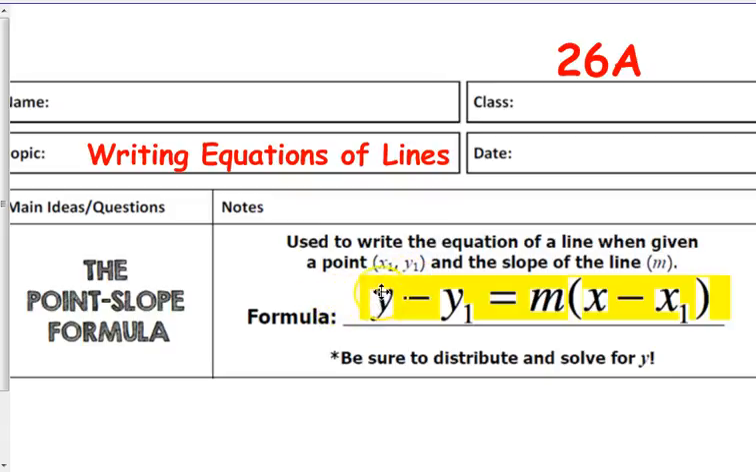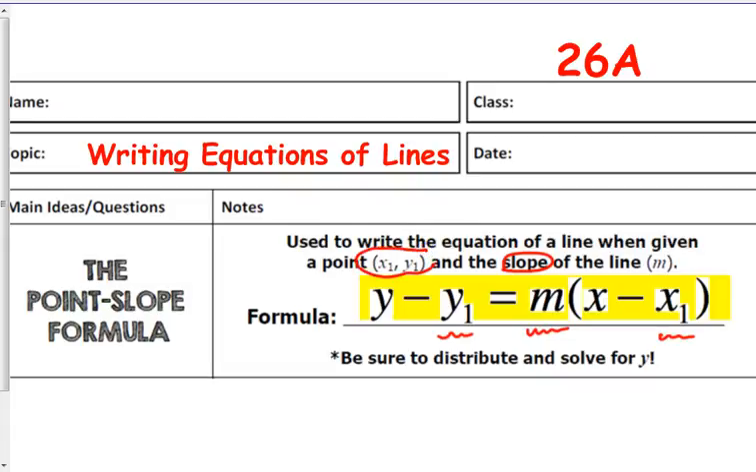You write y minus some y value. We're going to replace this with a number. We call it y1. Equals, what does m stand for, guys? Slope. And then we're going to write parenthesis x minus the x value from the point. So all those three that I underlined in red are going to get replaced with numbers.